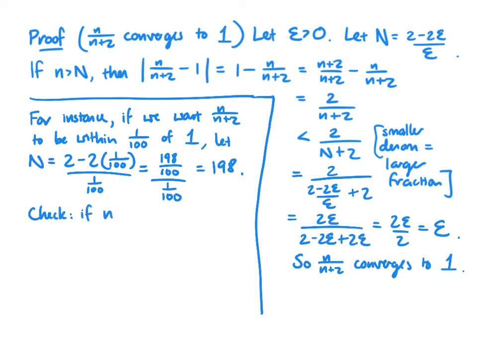Okay, so what we're saying then is, if n is greater than 198, then n over n plus 2 will be within 100th of the limit, which is 1. So the point of our work here is we're sort of playing this game. It has to be that no matter what epsilon, no matter how much closeness we desire, we can always find the corresponding capital N to tell us how far to go out in the sequence to get that close to the limit.